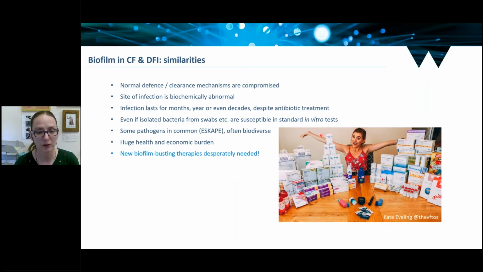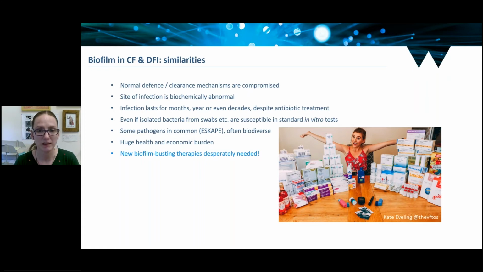So I've just picked this photograph from Twitter from a lady called Kate Eveling who has CF, and she's posed here with all of the medications she has to take to stay healthy. And you can see down on her right piles and piles of boxes of antibiotics, and people with CF need repeated doses of oral, nebulized and even IV antibiotics, but those ultimately don't control the infection. So about 70,000 people worldwide live with CF, and sadly 90% of them will die from respiratory failure.